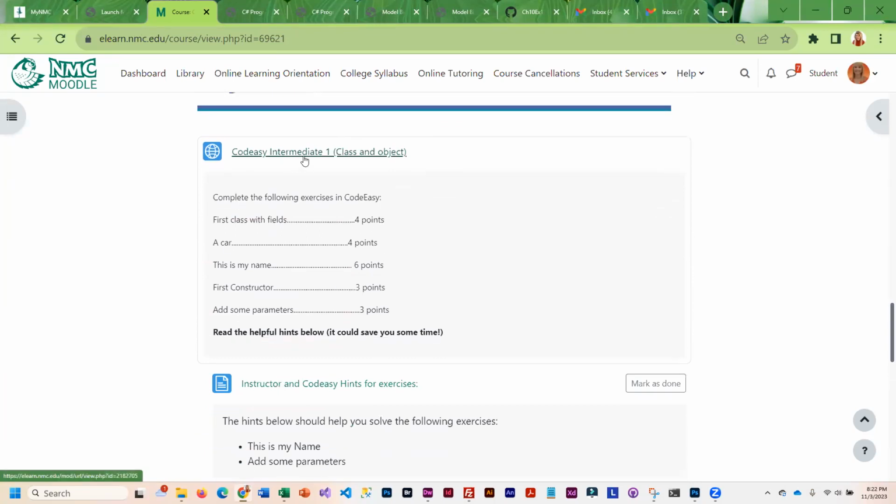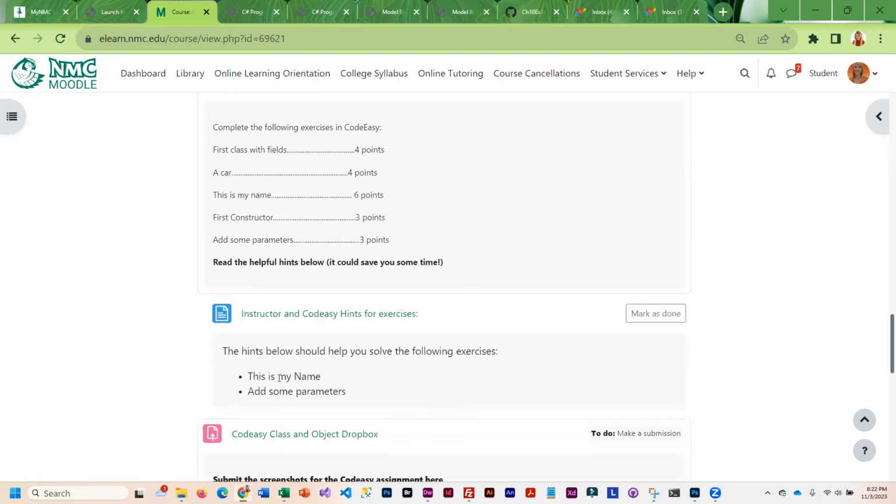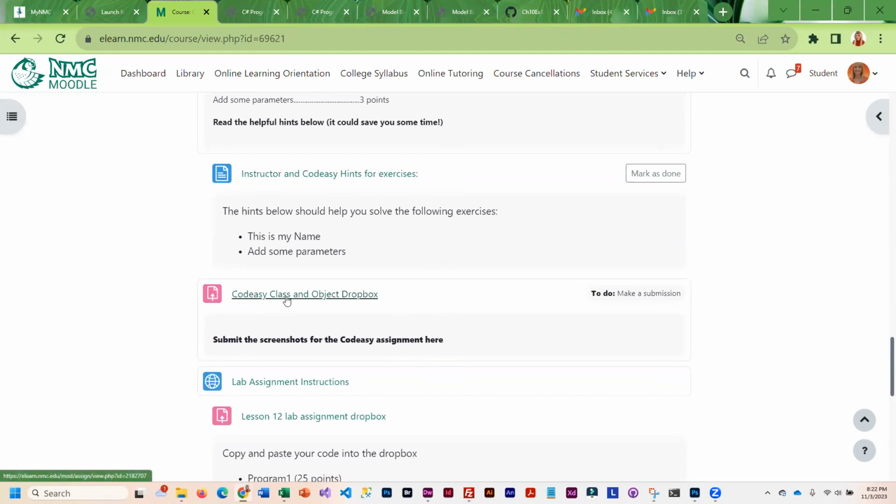And then you can go into Code Easy, and you only need to complete these 5 exercises. There's 2 of them that I thought might be a little more difficult, so I do have helpful hints on those. And then you'll put the screenshots in the Dropbox as normal.